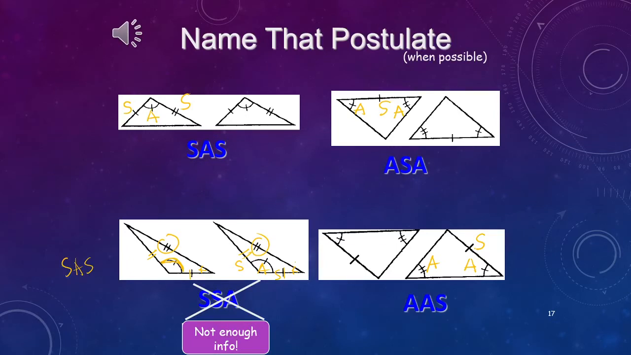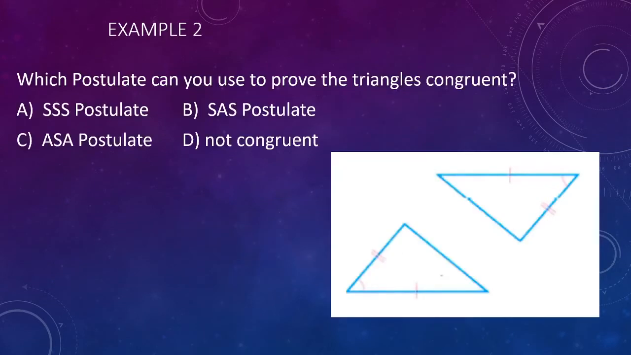Now, what if the triangles are overlapping or touching? I will be presenting this one first. Let's name the postulate over here. I'm going to have this one congruent to this. This side is congruent to this side. This angle is congruent to this angle. What postulate is this? Side angle side. Correct.